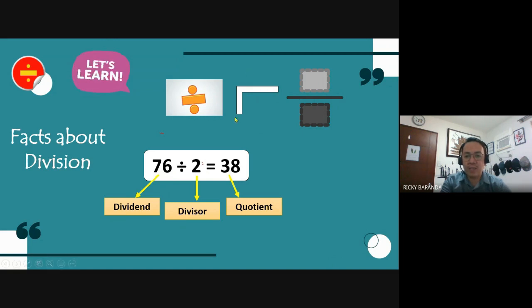If we will be using the division home, which one do we place in it: 76, 2, or 38? In division, the dividend is what we put inside the division home, because that is what we will divide. Then the divisor is what we put outside the division home. That's how we write it using the division home, because later we will use the long method of division.